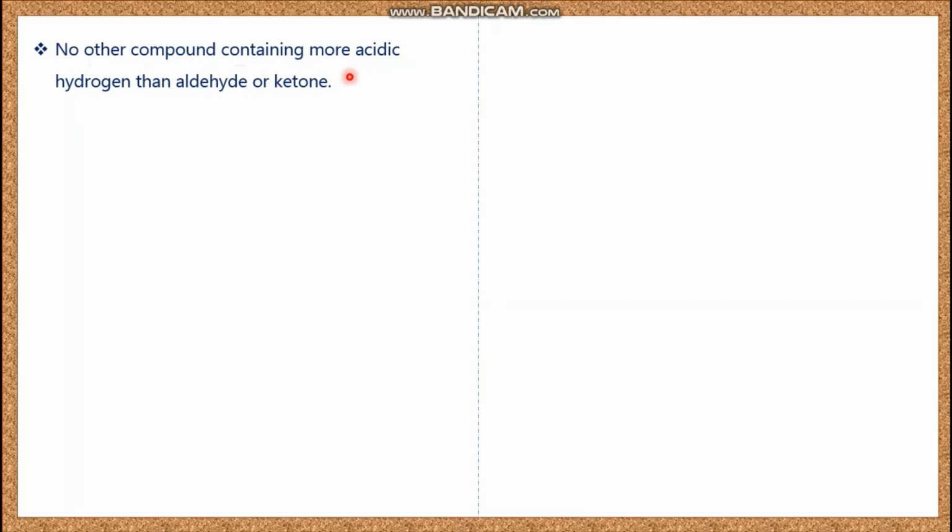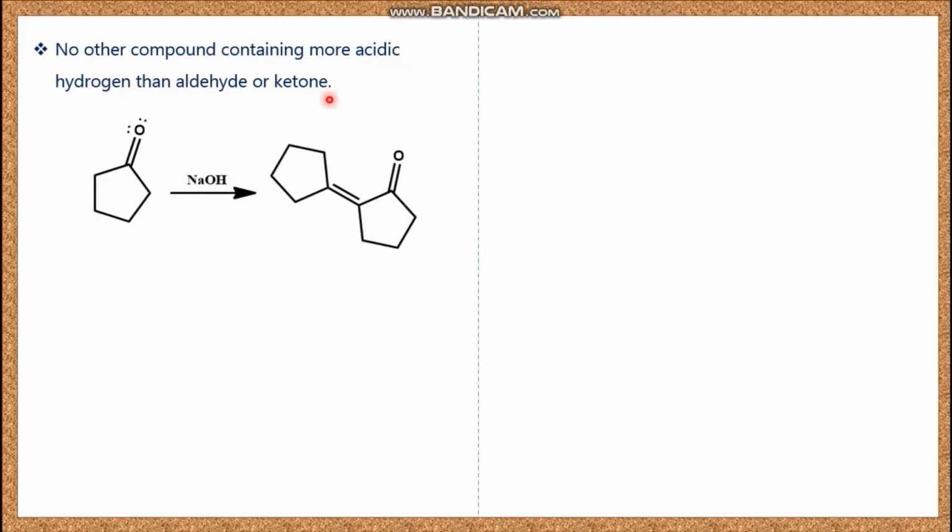Another condition is that no other compound contains more acidic hydrogen than the aldehyde or ketone. That means, as we have seen in the mechanism, it can happen in basic medium and also in acidic medium. When pentanone condenses, it forms a condensed product like this in the presence of base or acid. That mechanism you have already seen.